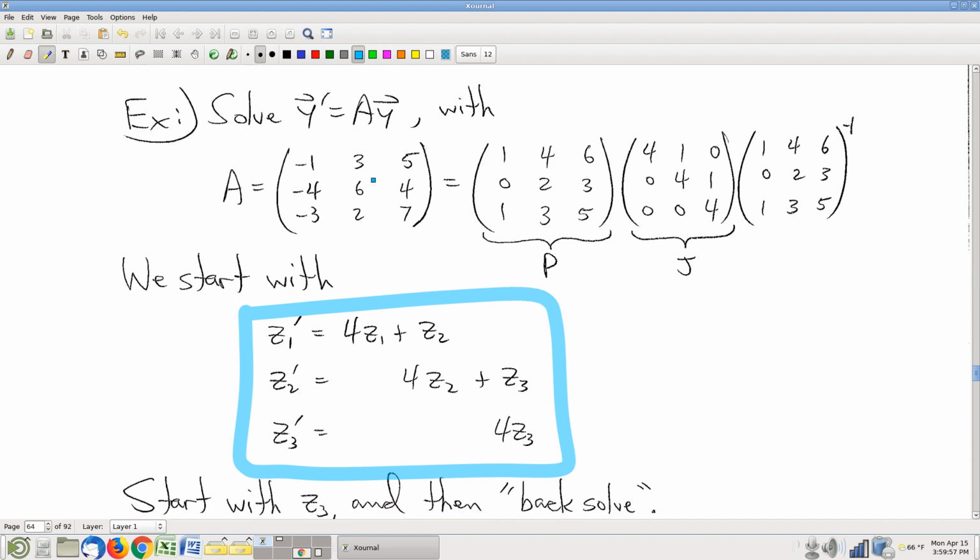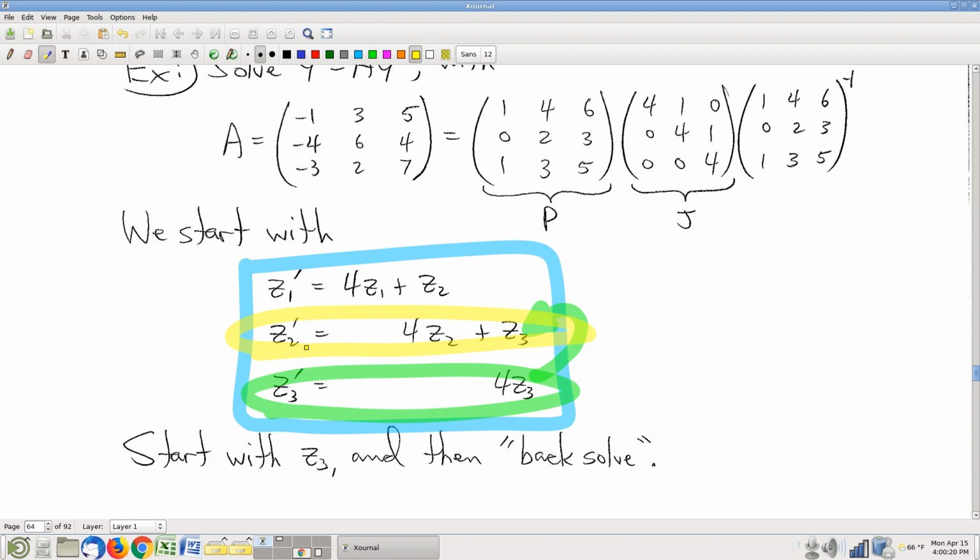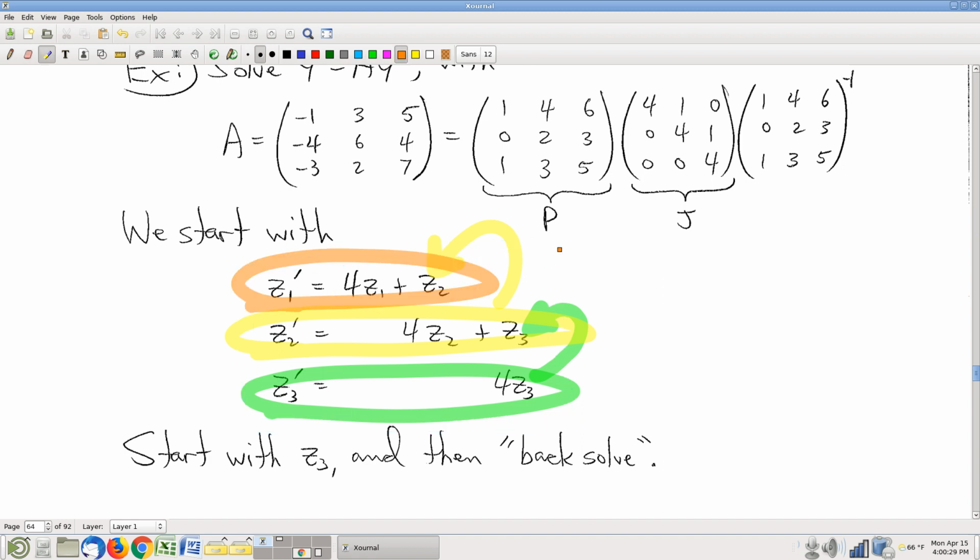The good news, though, is I can totally solve for z3. I've got a foot in the door, right? z3 is decoupled from the others. Once you solve for z3, now you know what that is, and then you can solve for z2. Once you know z2, you can plug that in there, and then you can solve for z1. Altogether, through this process, you've managed to solve for all of the z's.